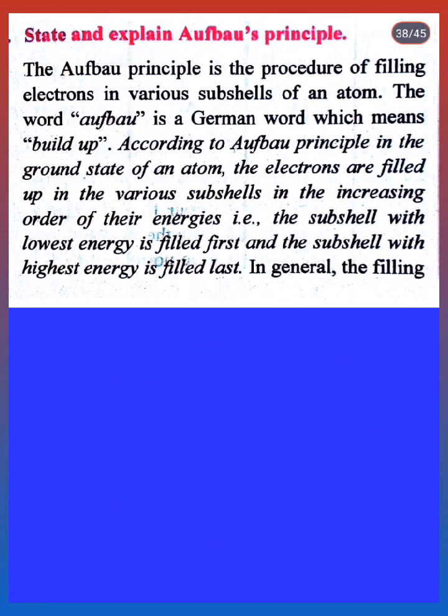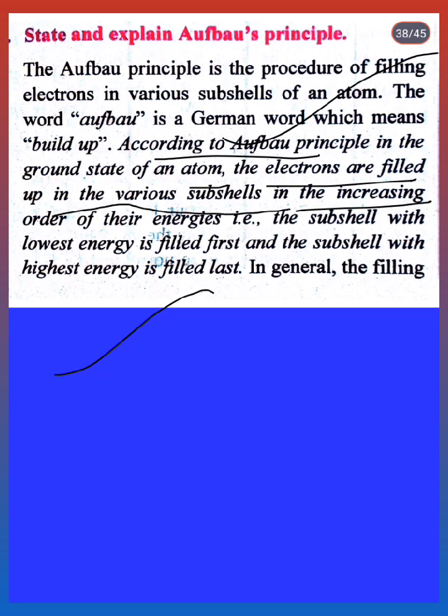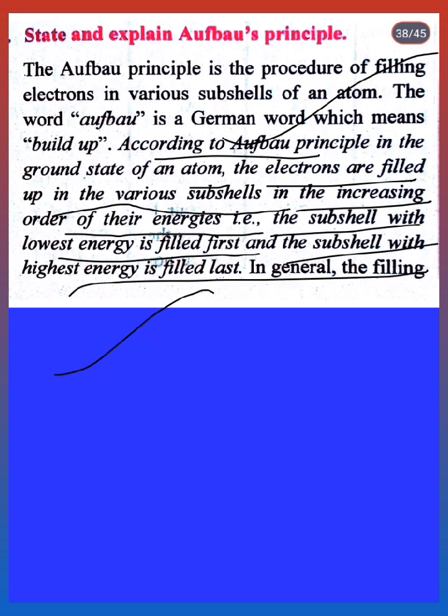Next is the Aufbau principle. There are three principles we will mainly cover. First is the Aufbau principle. Aufbau is a German word, and according to this principle, in the ground state of an atom the electrons are filled up in the various subshells in the increasing order of their energies, that is, the subshell with the lowest energy is filled first and the subshell with the highest energy is filled last. Electron filling will be done according to this increasing order.